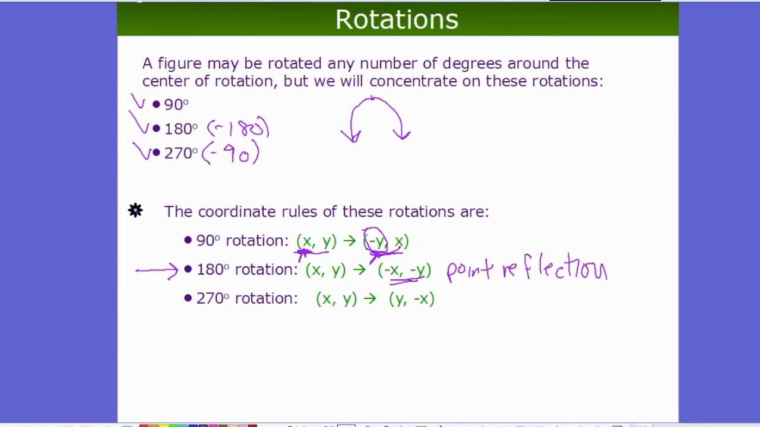And if you're doing a 270 degree rotation, or again, a negative 90 rotation, you are going to change the order just like you did for the 90, except this time, the second coordinate becomes opposite. And this is very confusing and it has to be remembered.